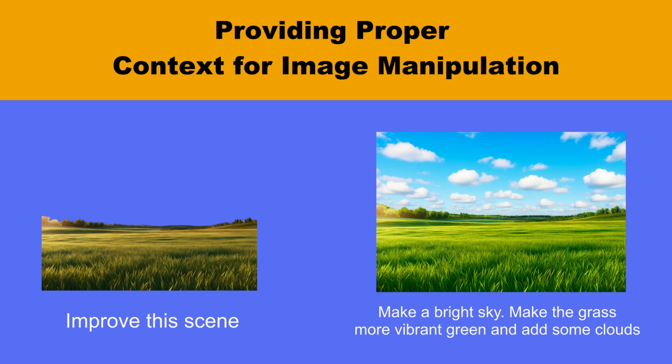So here's the comparison. I used the same image with two different prompts. The first one was improve this photo. That's pretty vague, right? The result was okay but not very targeted. The second prompt was brighten the sky, make the grass more vibrant green and add some white clouds. This is so much more specific.